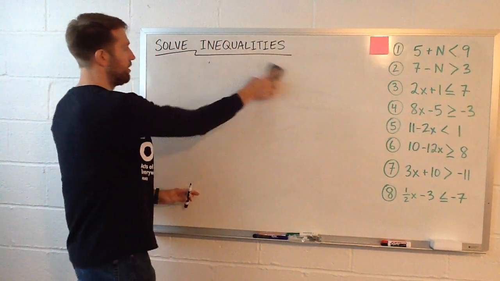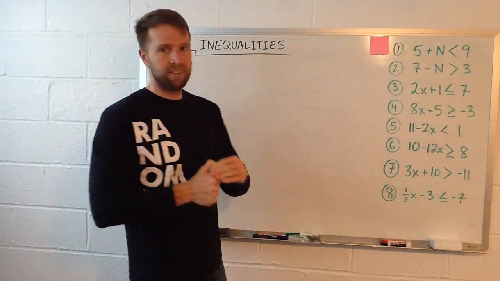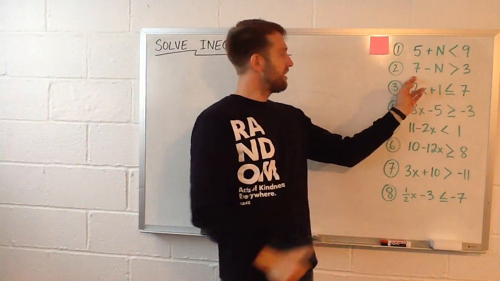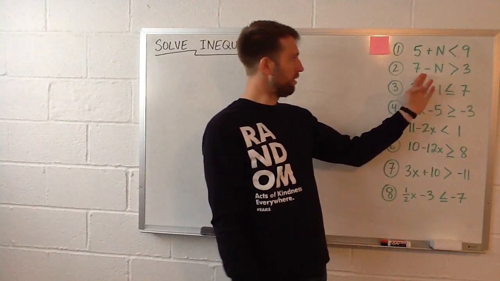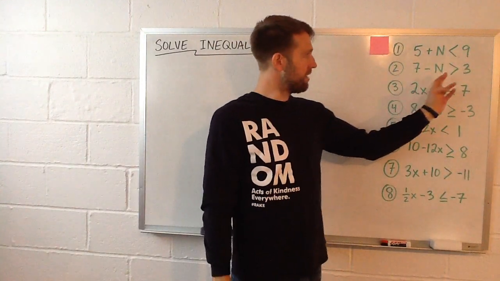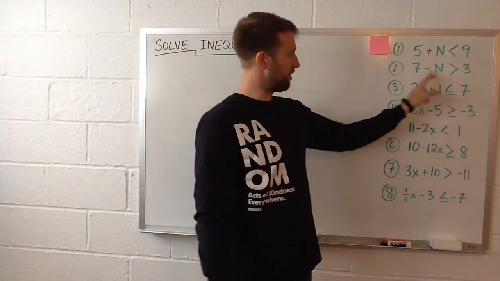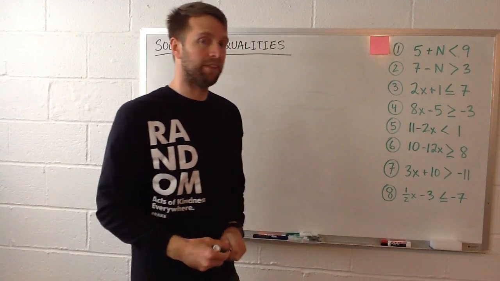Take a look at number 2. I'm going to phrase number 2 how you might see it on a standardized test as a word problem. If you take 7 and you subtract a number, what number could you subtract from 7 and it's still greater than 3? Can you think of a number that you can go 7 minus that number, but it's still greater than 3?